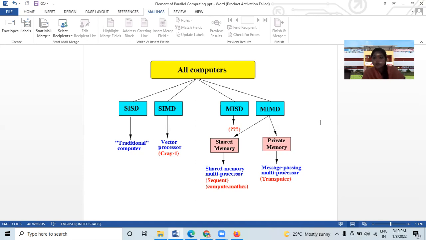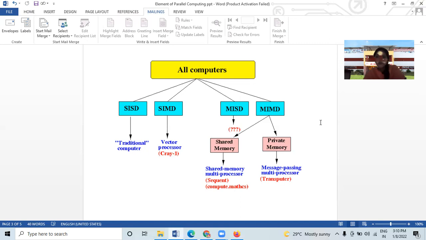In computing, MIMD, multiple instruction, multiple data, is a technique employed to achieve parallelism. Machines using MIMD have a number of processors that function asynchronously and independently. At any time, different processors may be executing different instructions on different bits of data.